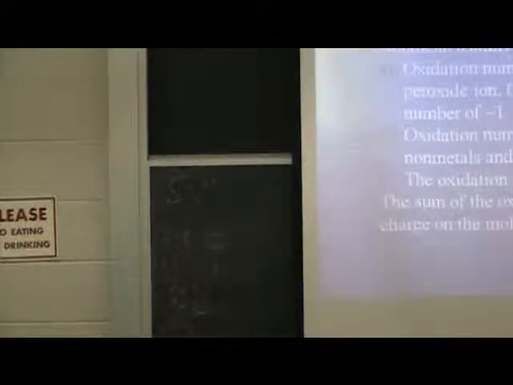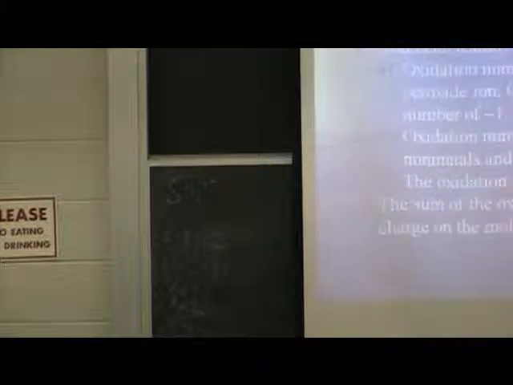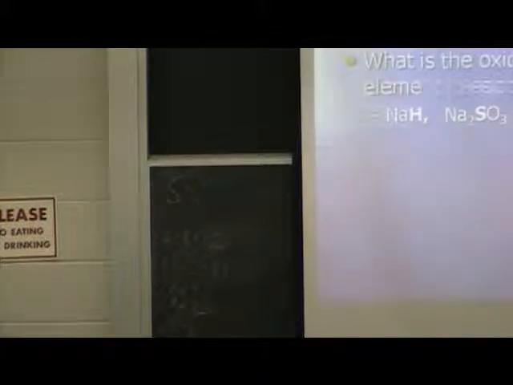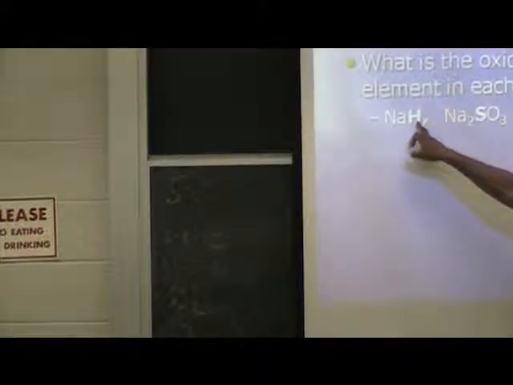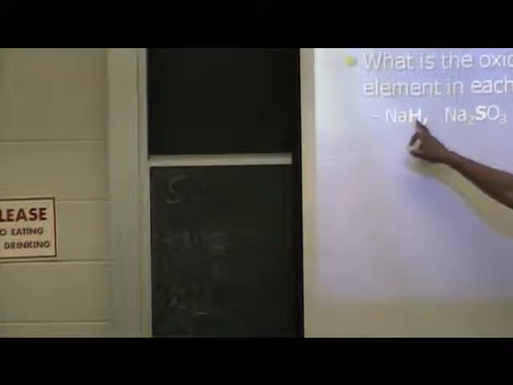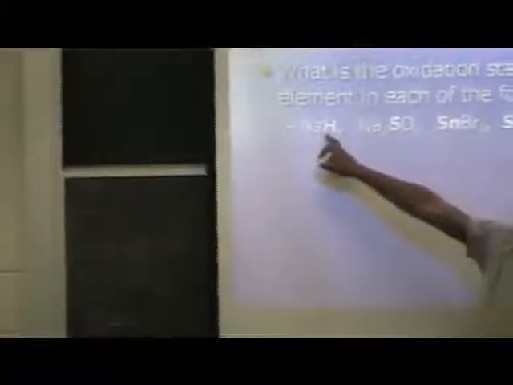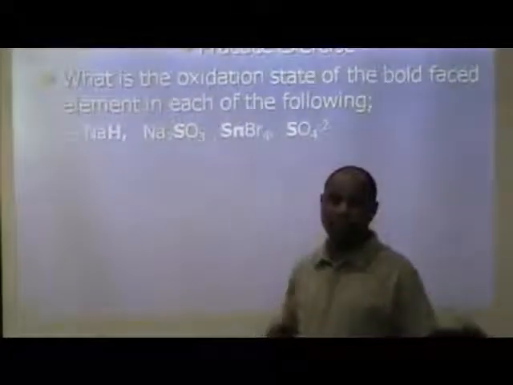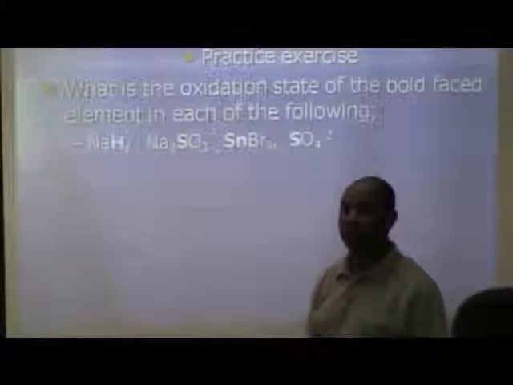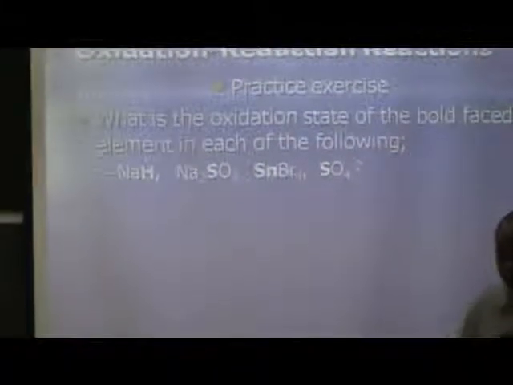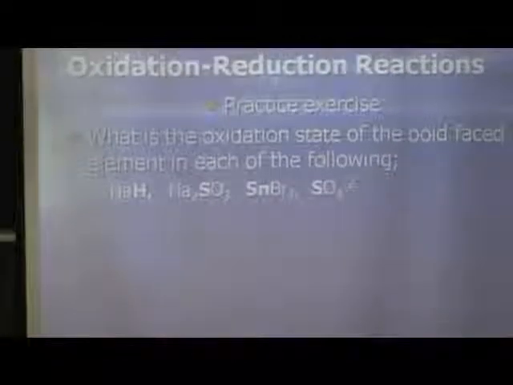Okay, I can give some examples that maybe can help you understand a little bit more about the oxidation number of some ions. Let's go back here. The question is: what is the oxidation state of the bold-faced element in each of the following? NaH. The bold-faced is hydrogen, right? What's the oxidation number? Minus 1. Why is it minus 1? Because sodium is a metal. When hydrogen is reacting with a metal, the oxidation number is going to be minus 1.